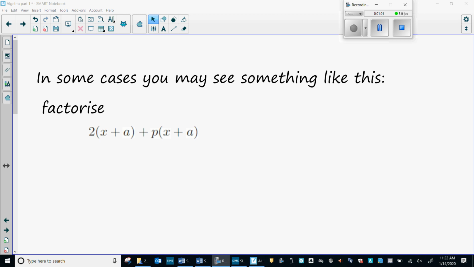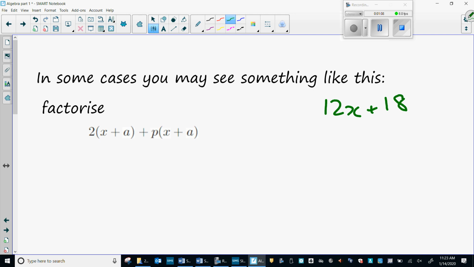So remember, if we had 12x plus 18 and we were trying to factorise it, we're looking to see what number or letter goes into both 12x and 18. Who knows? Ariana? 4. Not 4, 4 doesn't go into 18. Imani? 6. Okay, so 6 is going to be our common factor. That's the thing that's going to go at the front of the bracket.